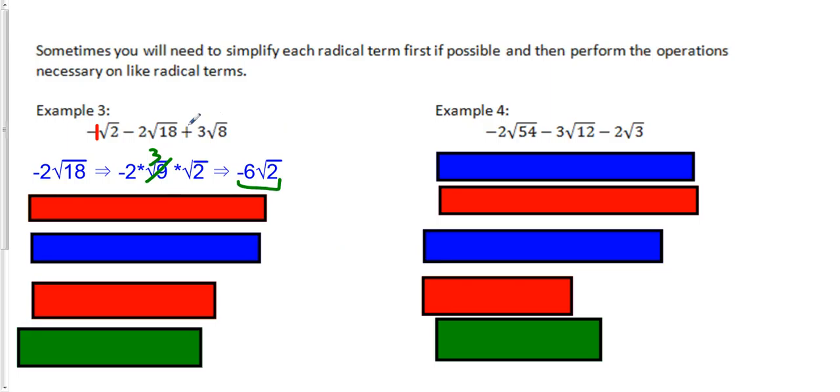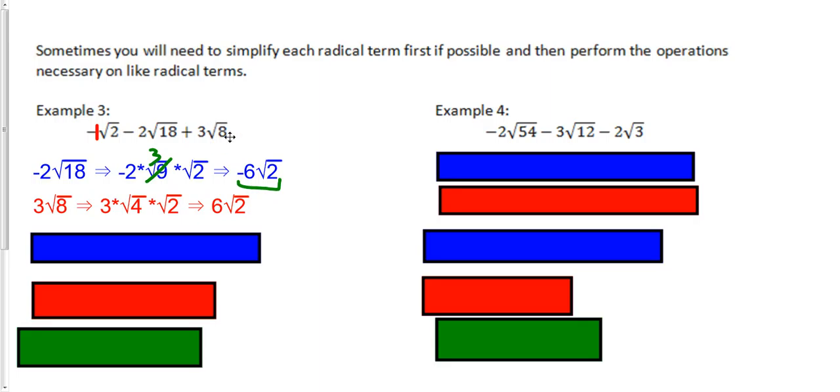Now let's move on to this next term right here. This 3 square roots of 8. That can be changed to 3 times square root of 4 times square root of 2, because we can break 8 down into 4 and 2. Now again, we recognize square root of 4 comes out to be 2. So 3 times 2 times the square root of 2 becomes 6 square roots of 2. So we've changed our middle term and our last term.